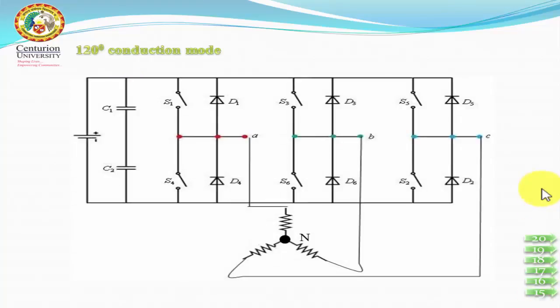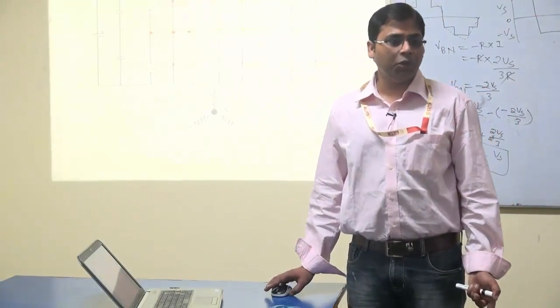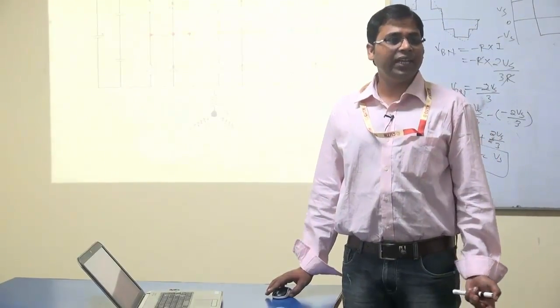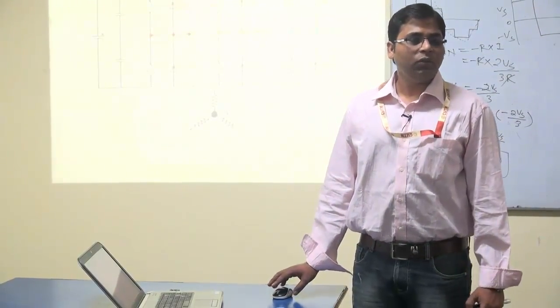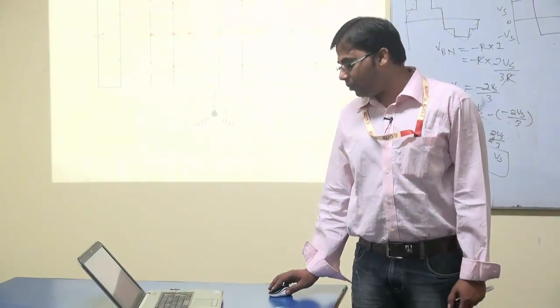Next, mode 3. What is conducting here? 2 and 3. So this is 2. 2 and 3 means C is connected to the negative, and 3 means this one, so B is connected to the positive. So B and C are conducting here. That means A will be 0. Phase A is not conducting. So what is the voltage in phase A? It will remain 0. AN with respect to neutral will be 0.